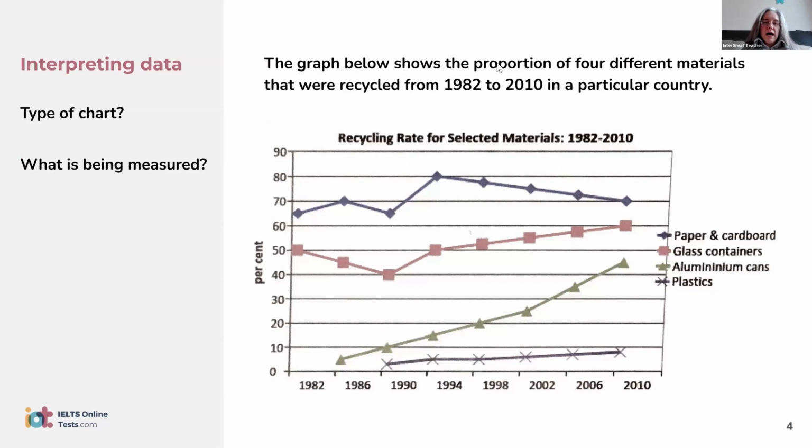Okay, so as it says in the sentence which introduces the information, the graph below shows the proportion of 4 different materials that were recycled from 1982 to 2010 in a particular country. So it's the proportion of 4 different materials that were recycled. That's what we've got measurements about here. That's what's been measured here.